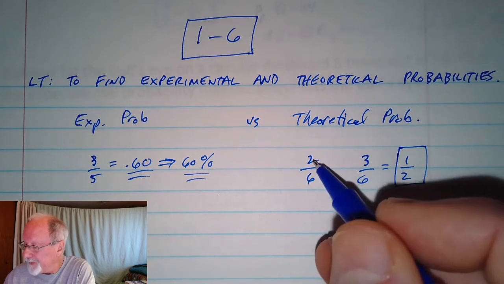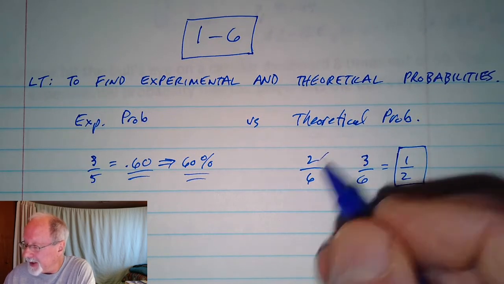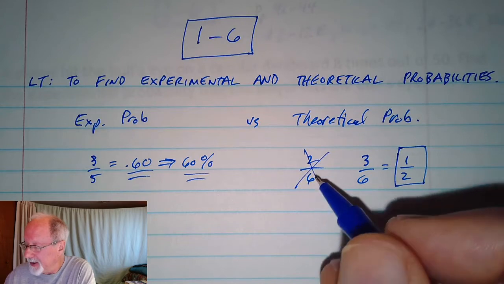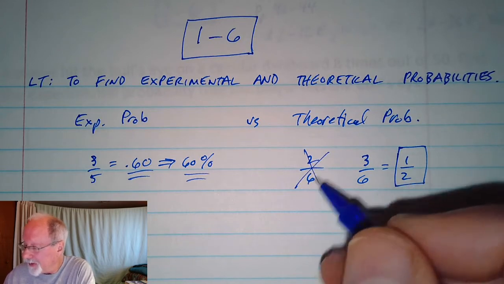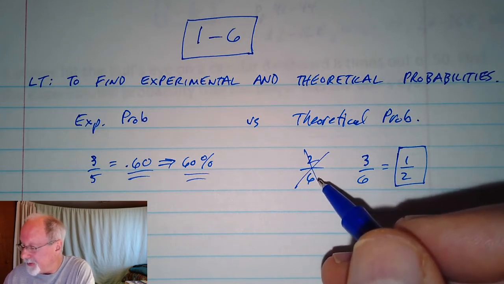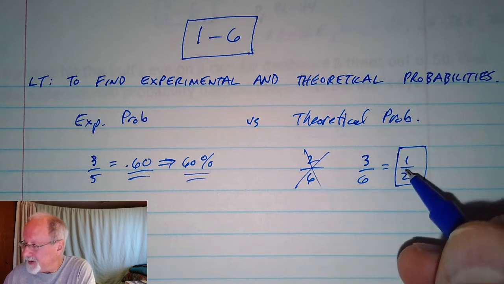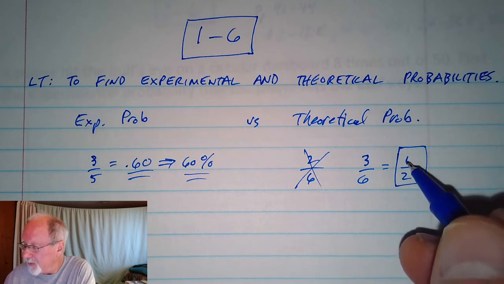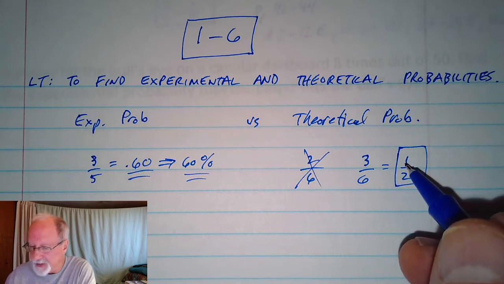So if I flipped it and I only got 2 heads, that would be experimental probability. That would give me 1/3 or 0.3 repeating, or 33 1/3%, versus I expect it to be 1 out of 2. Every other time I would expect to get heads. So that's just a little definition of the two things.